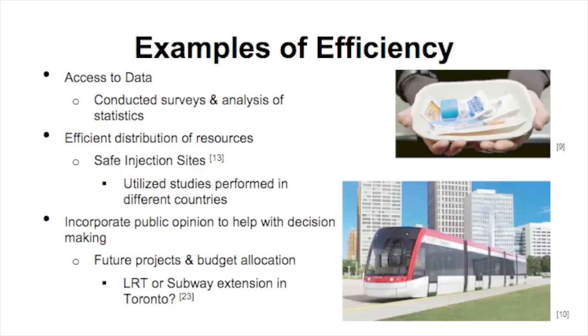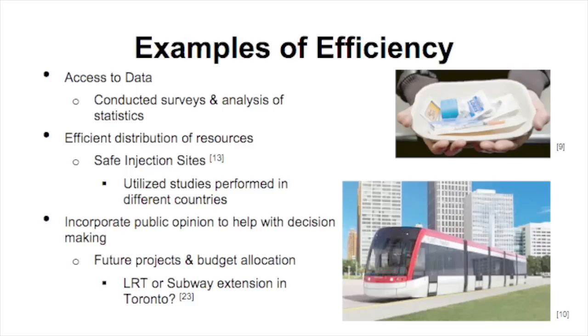Examples of how information technology has increased efficiency within a democratic nation include easy access to data, the efficient distribution of resources, and the capability of incorporating the public opinion into decision-making. The ability to create a database of survey data and statistics allows governments to efficiently distribute available resources. Governments are able to use statistics from public surveys to target the people in need.